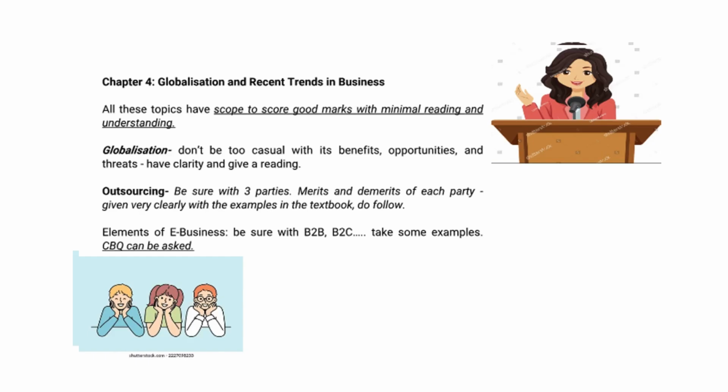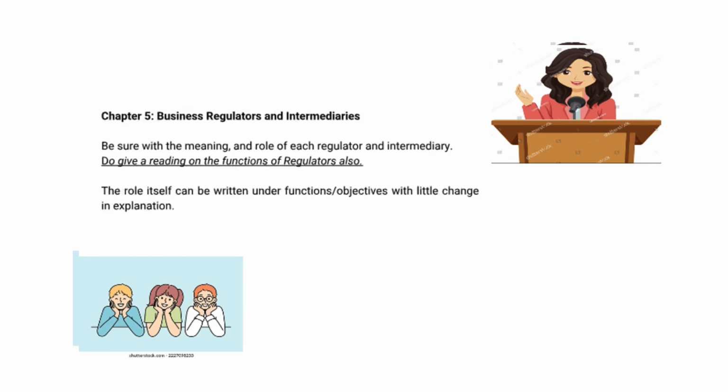Elements of e-business. Be sure with B2B, B2C. Take some examples. CBQ can be asked. Chapter 5. Business regulators and intermediaries. Be sure with the meaning and role of each regulator and intermediary. Do give a reading on the functions of regulators also. The role itself can be written under functions, objectives with little change in explanation.